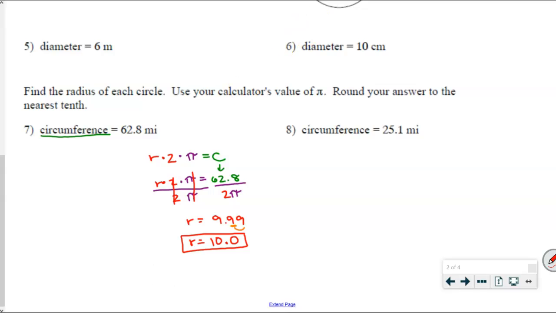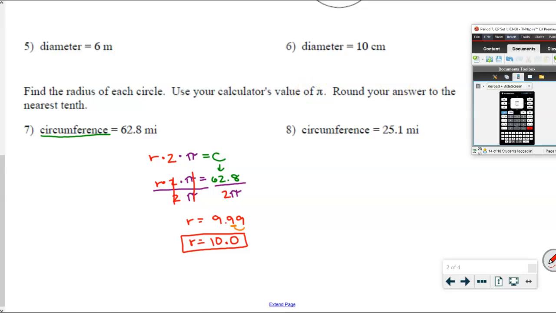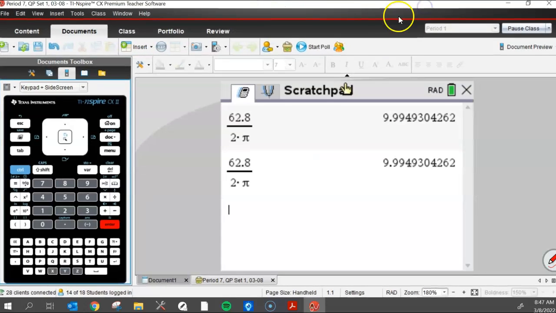I would just like to show you the reason why we need to be really precise. Again, eyes on the screen. Some of you are trying to work ahead. I need you to be listening right now. When it says use your calculator's value of pi, it is important that you follow that direction.